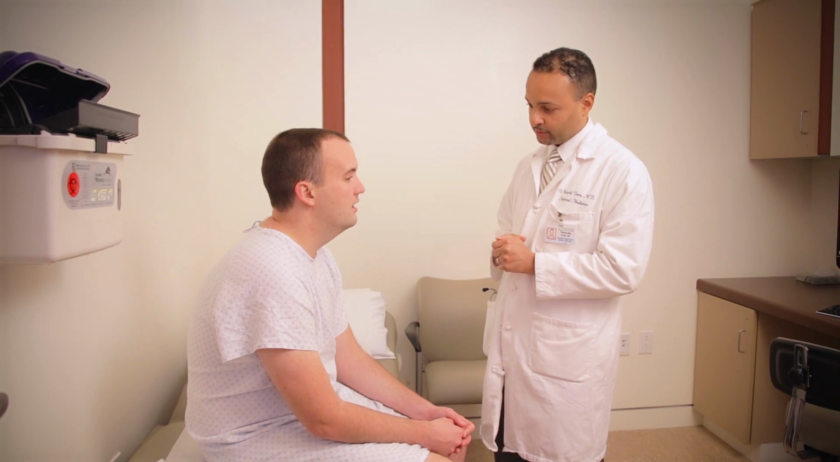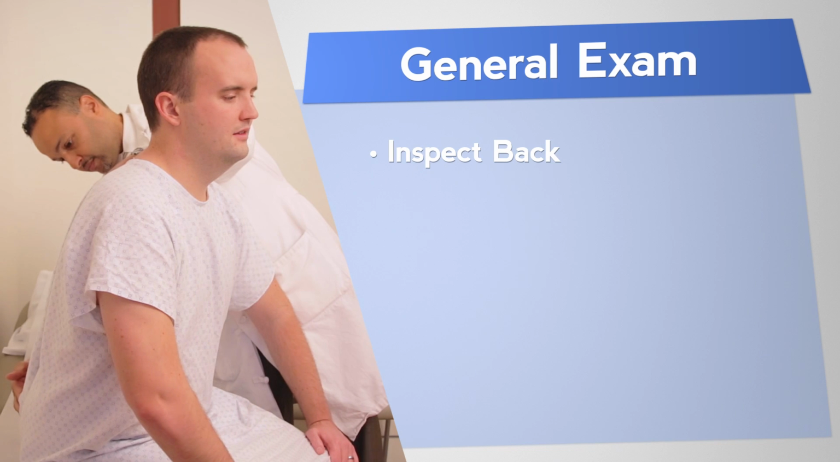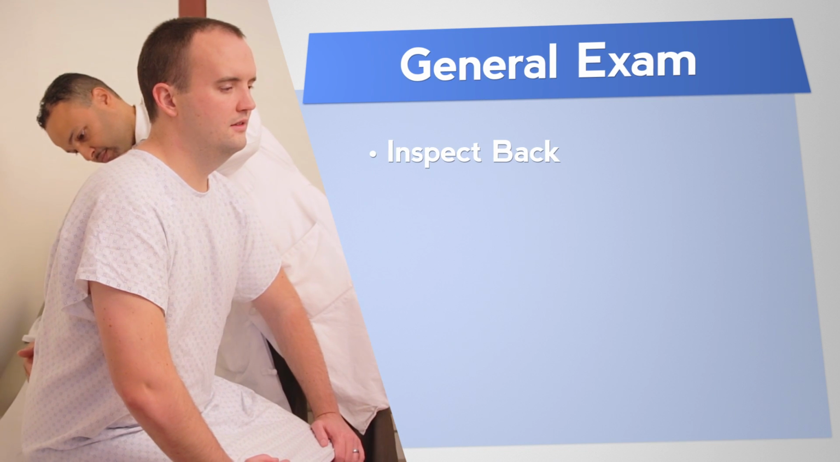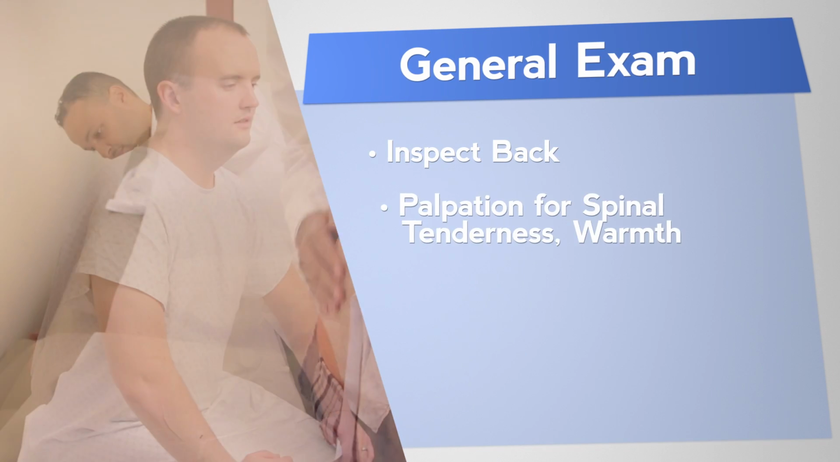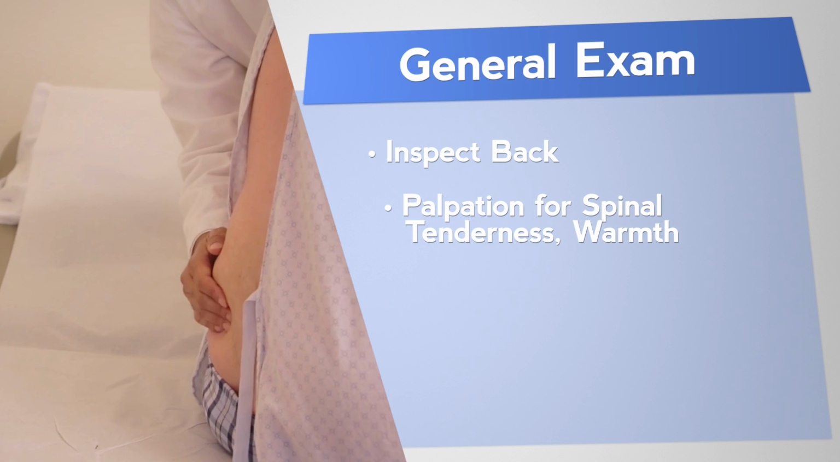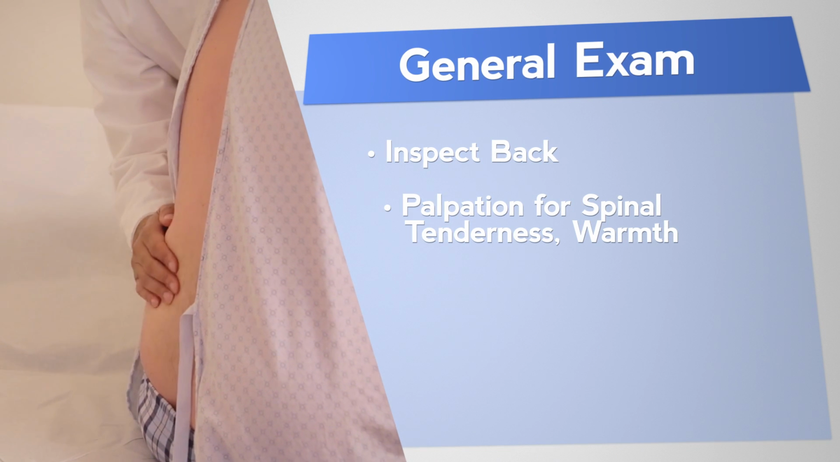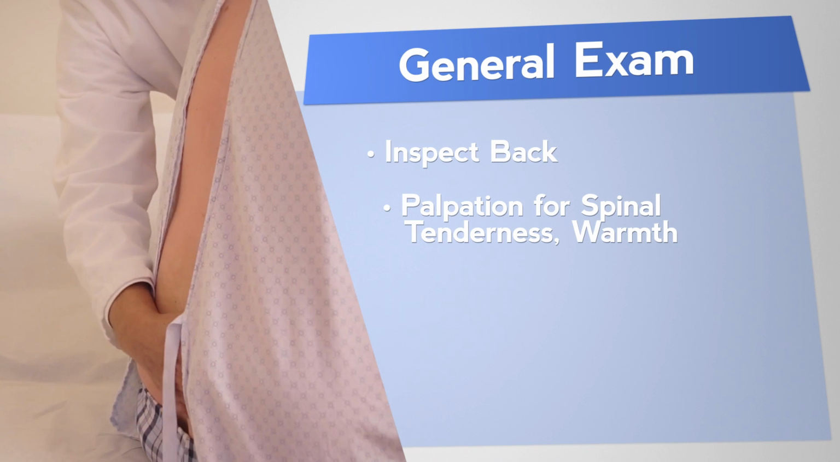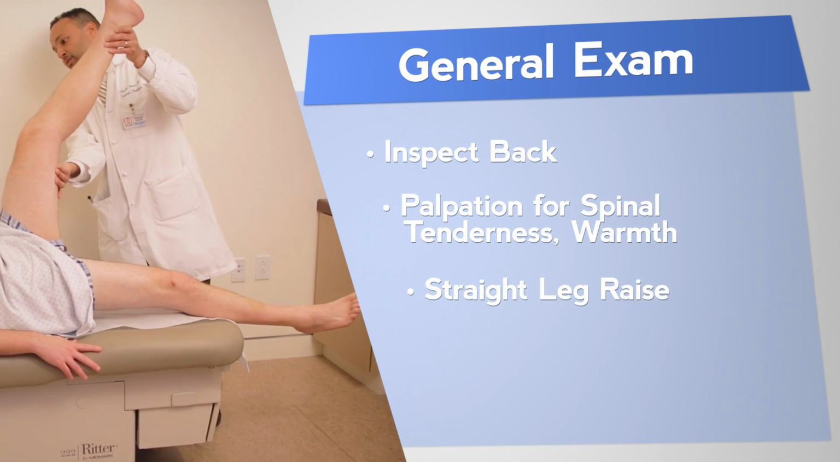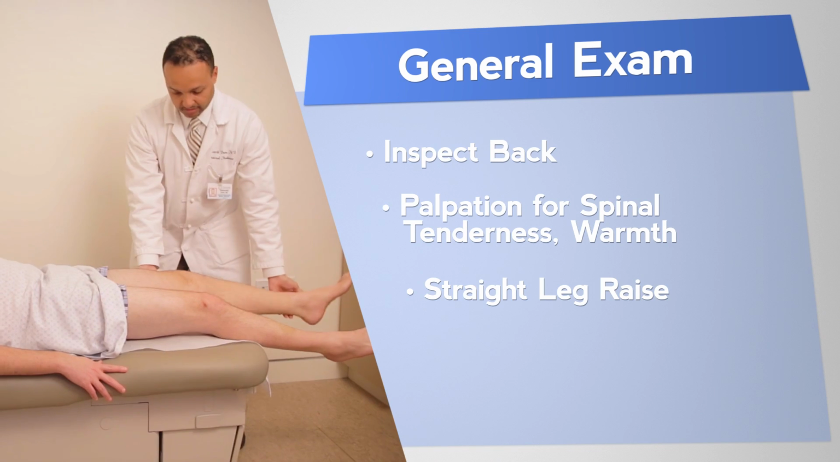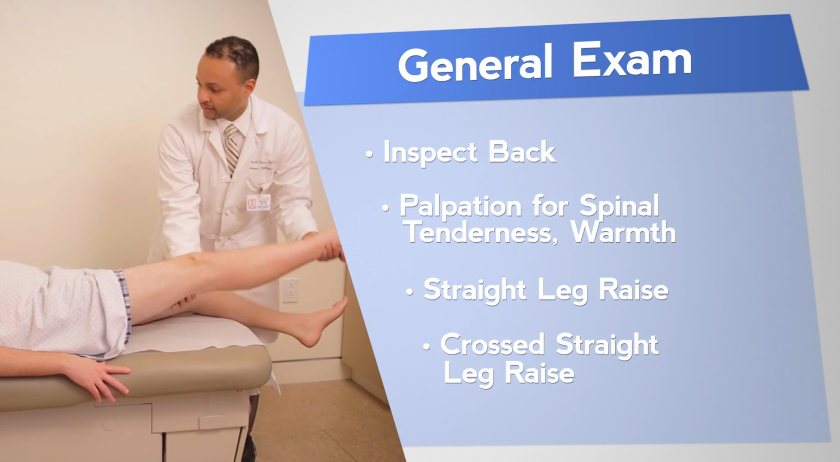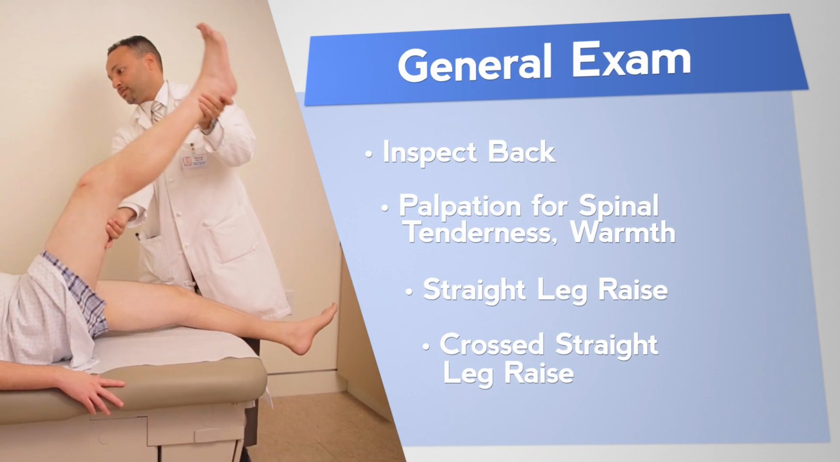Here, we are demonstrating a physical exam on a 30-year-old male patient who had sudden onset of low back pain 3 days ago. The first step of the general examination for a patient with low back pain is to inspect the back with clothes removed. Second, palpate for spinal tenderness, warmth, and muscle spasms around the areas of reported pain. Third, have the patient demonstrate a straight leg raise. Next, have the patient demonstrate a crossed straight leg raise.